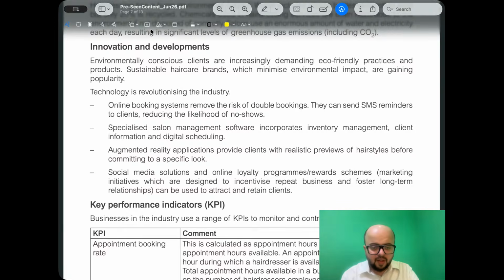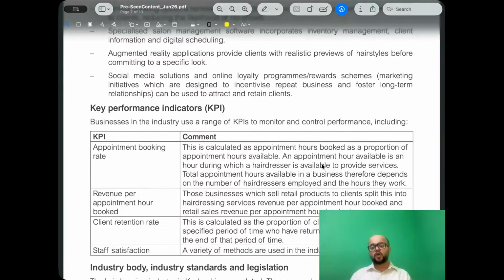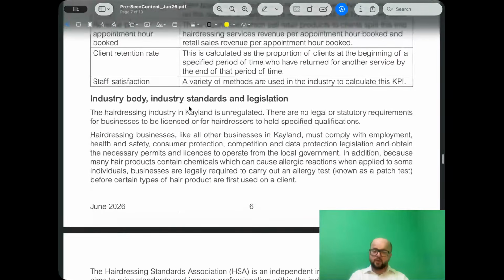Come back. We looked at KPIs calculated as appointment hours booked as a proportion of appointment hours available. दिन में you have 10 hours available and 8 hours are booked, so that is 80% booking rate. Then industry body, industry standards and regulation.